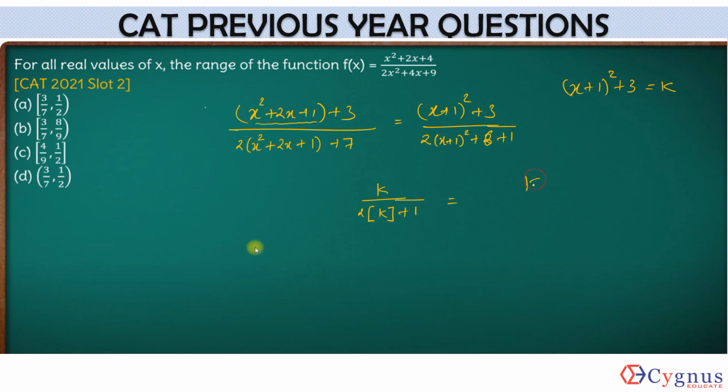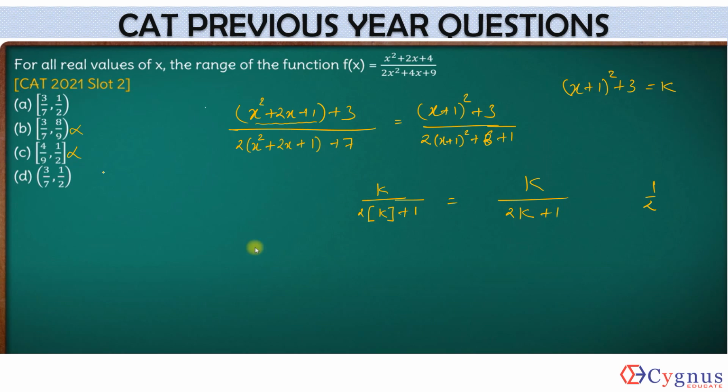Look at the numerator carefully. It's k by, what's the denominator? It's twice of k plus 1. Only plus 1. If, let's say, k is close to infinity, then the denominator will be close to what? Twice of infinity and one more than that. That means this fraction can never become equal to half. It will always be less than half. If it's always less than half, you can easily eliminate this option. Yes or no? And you can easily eliminate this one also.